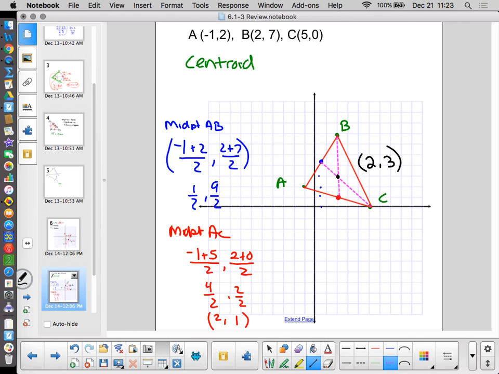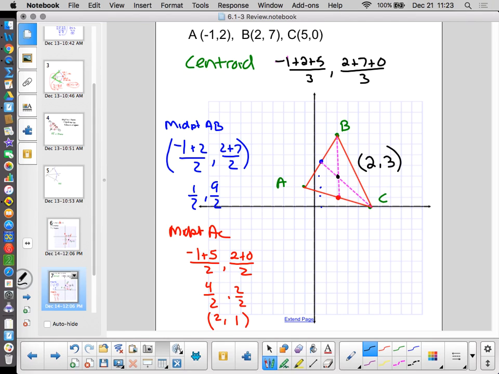Let me try that again. Maybe it was divided by 3. (-1 + 2 + 5) over 3, (2 + 2 + 0) over 3. Sorry, it's divided by 3. When I do that, this gives me 6 over 3, 9 over 3, which is 2, 3, which is the coordinates of my centroid. Yeah, that does work. Sorry, it's not divided by 2, it's divided by 3.